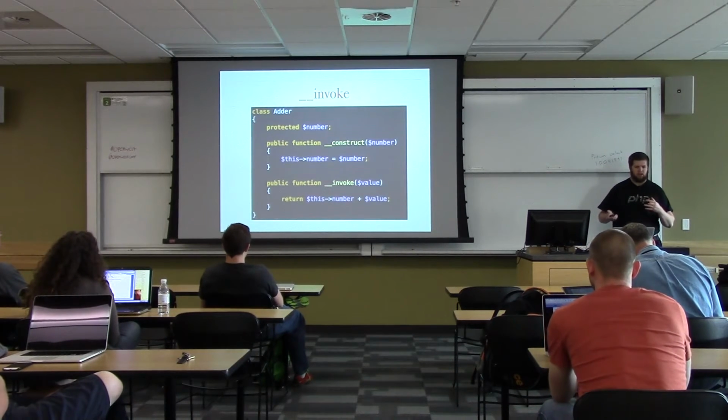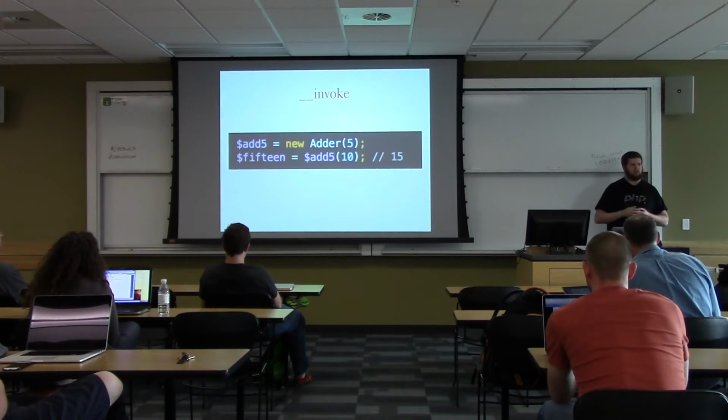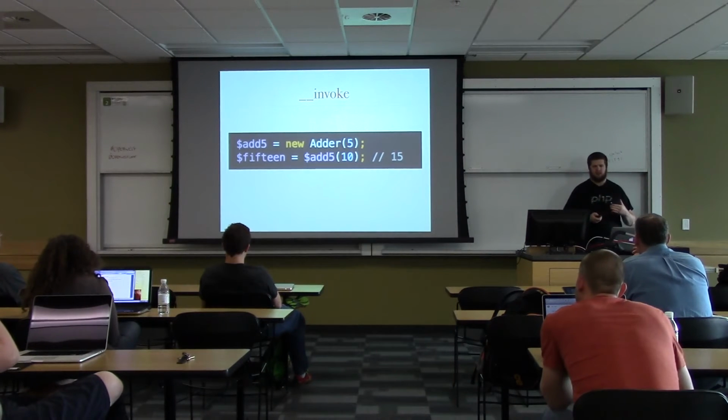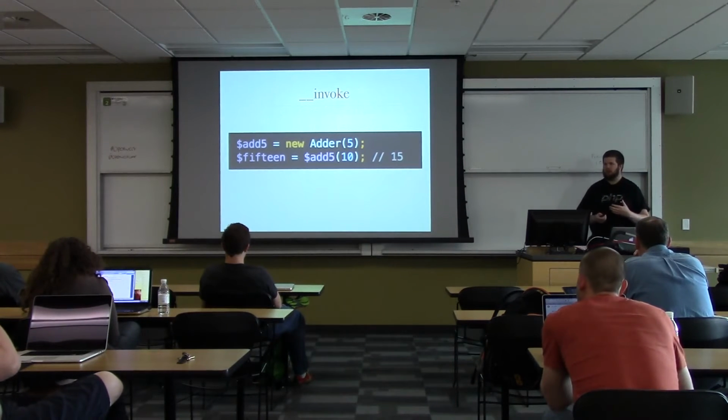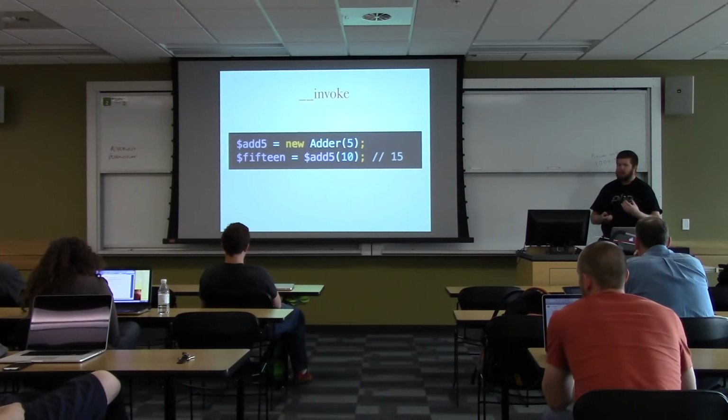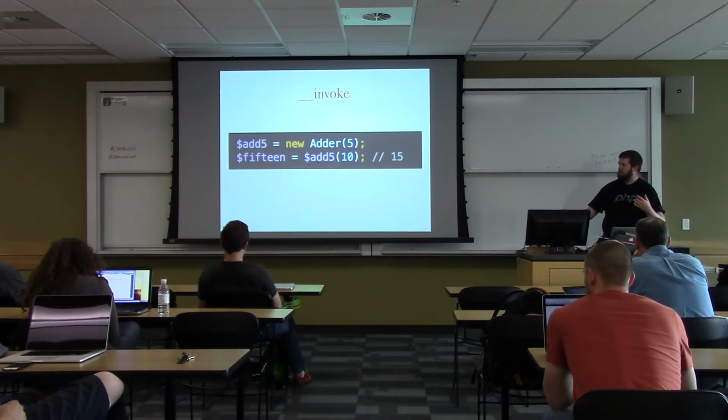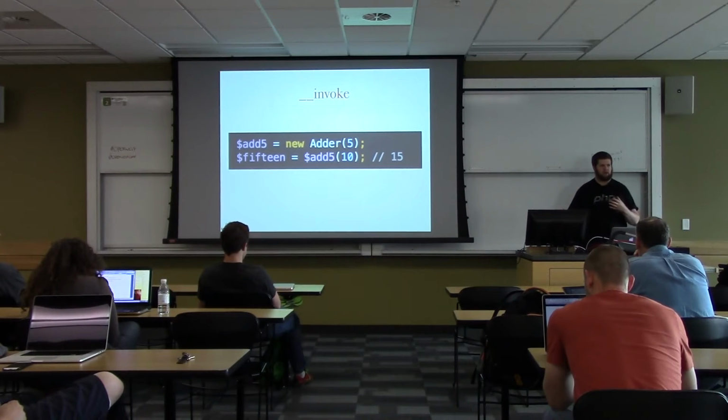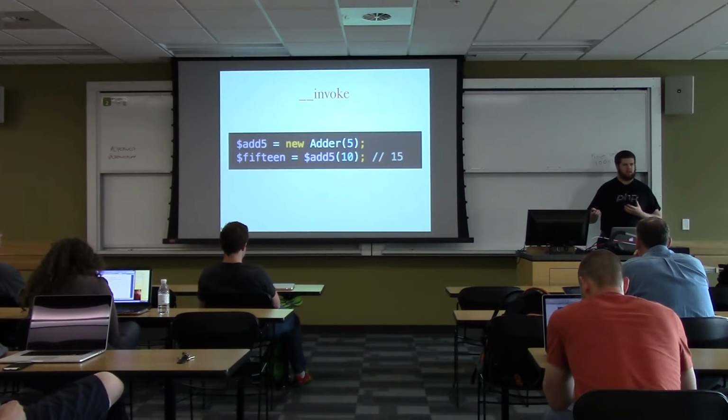So what this would look like is we say, all right, here's this new object. We're going to call it add5, and we're going to create a new adder, passing in 5 to it. Now we can use that object as a function, pass in a parameter to it, and anything we pass in to add5 will have 5 added to it, right? So this add5 object will add 5 to anything we pass through.